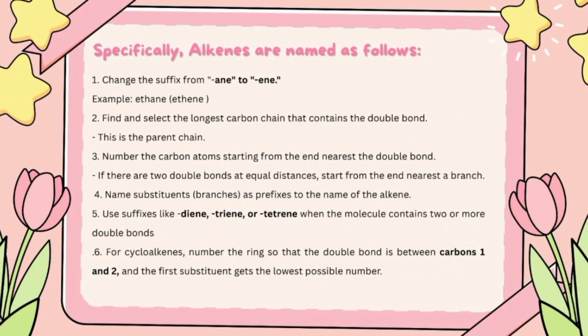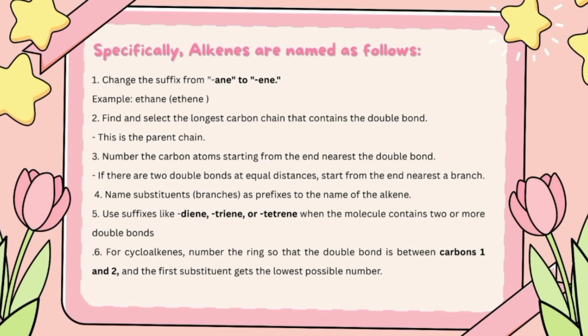Moving on, how to name alkenes. Step 1. Change the suffix from "ane" to "ene". For example, ethane to ethene, to show that the compound has a double bond. Step 2. Look for the longest chain of carbon atoms that includes the double bond. This chain will be used as the main or parent chain in naming the compound.